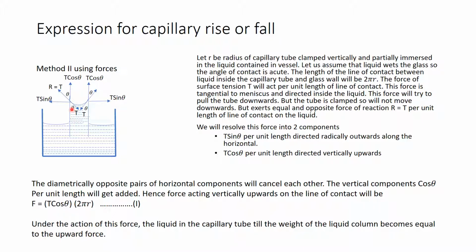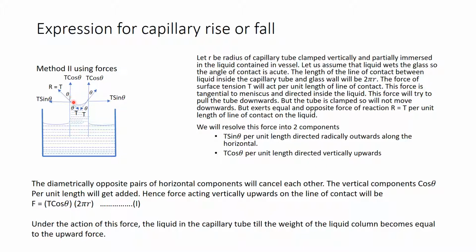The length of the line of contact: the liquid will be in contact with the glass surface, and what will be the length of the line of contact? If you imagine in 3 dimensions, it is the circumference of the circle having radius r, that is 2 pi r. Therefore, the length of the line of contact between the liquid surface in the capillary tube and the glass wall will be 2 pi r. Now the force of surface tension is tangential to the meniscus, as you have learned from the definition of surface tension. The force of surface tension acts per unit length of line of contact, by definition of surface tension.